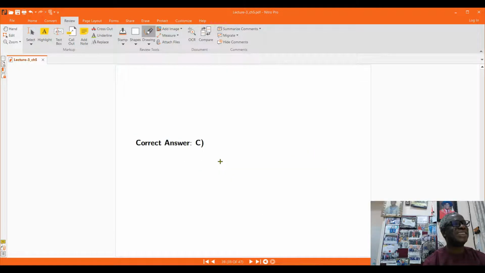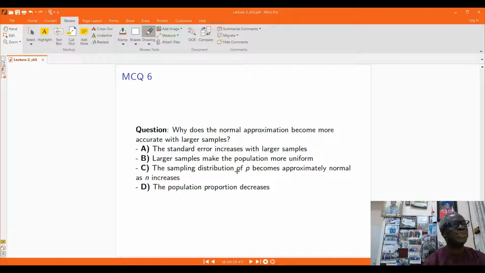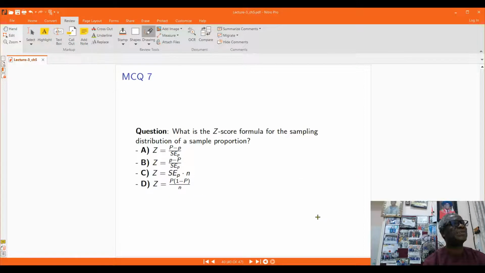And what is C? C is saying the sampling distribution of the sample proportion becomes approximately normal as n increases. It is the size of the sample that guarantees the normal approximation. Don't forget. Question 7. What is the Z-score formula for the sampling distribution of a sample proportion?